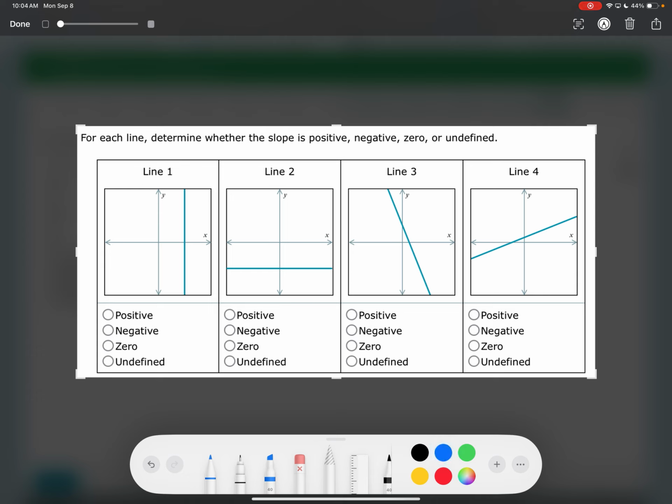So on this one, I guess this is two questions or whatever. A vertical line is undefined. A horizontal line is 0. And then you look from left to right. Find the easy one. I think they'll have all 4 options on here. Left to right, this one falls, so it's negative. And left to right, this one rises, so it's positive.